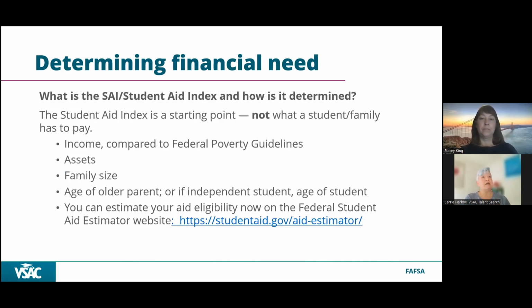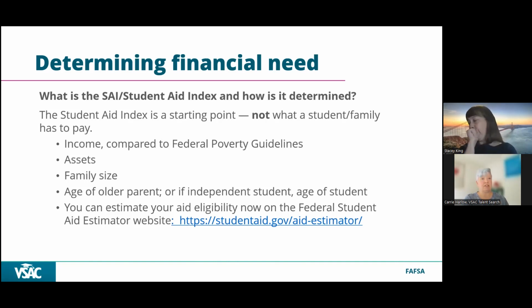The SAI is based on income as compared to federal poverty guidelines. So it's a certain percentage of federal poverty guidelines based on whether the parent is a single parent or a married parent. They're also looking at parent and student assets, and family size. How many people are living on that income? And the age of the older parent, or if an independent student, the age of the student. The older a person is, the closer they might be to retirement, and there might be some assets needing to be protected for that purpose.